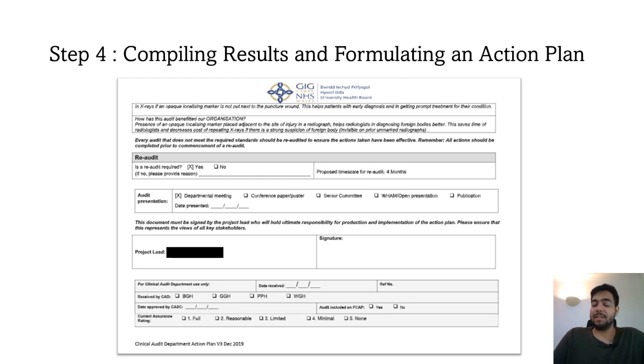I didn't put conference or paper poster presentation because this is a common template which anyone can use, and there was no novelty in this. So I just decided to present it at a departmental meeting rather than publishing it somewhere. Then I put in the name of the project lead, got their signature, and submitted this action plan again to the audit department. They analyzed the results from my first cycle, and then they gave me permission to go for the next cycle.